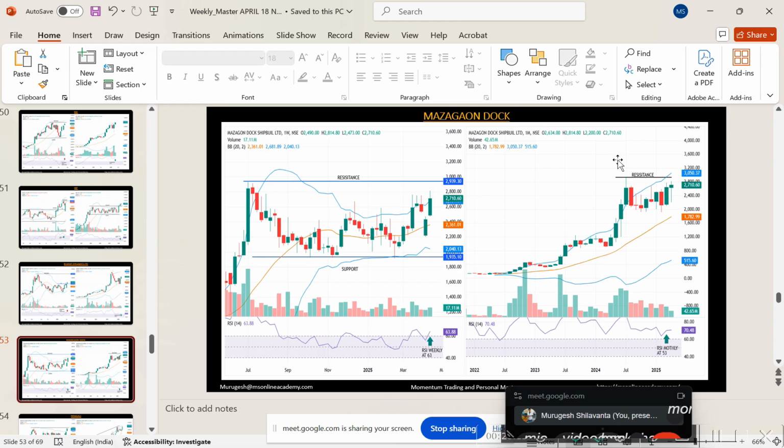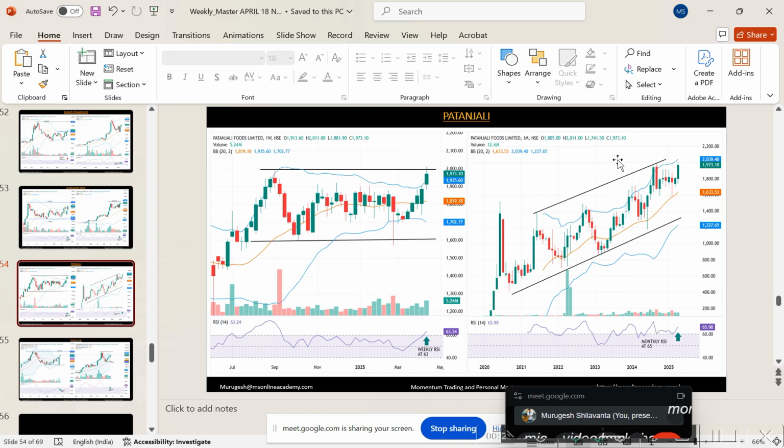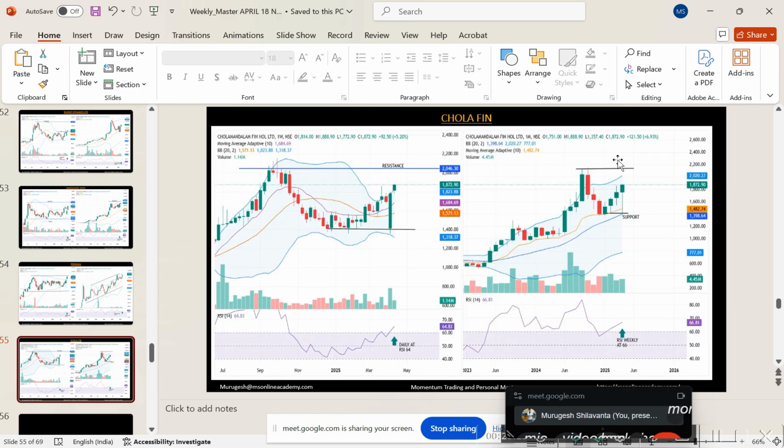Mazagon Dock. It's a crazy stock actually. Just wait for the resistance. Once it clears the 3,000, then we can start accumulating this one. Patanjali, same thing, consolidation. Chola Finance, we need to wait for this. See, Chola Finance and Kotak Bank and other stocks which we have been tracking. If those are already doing good, we had better trade those instead of Chola because there is a resistance upside.